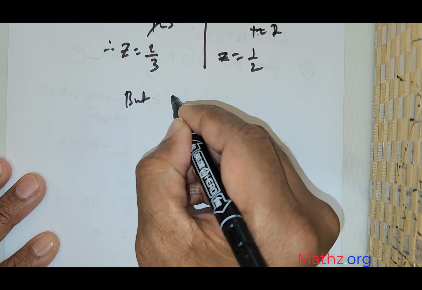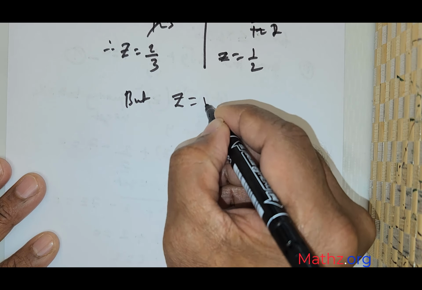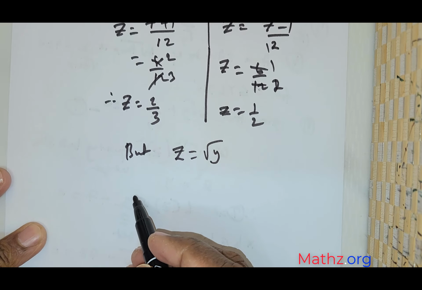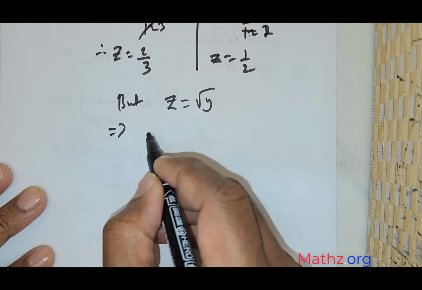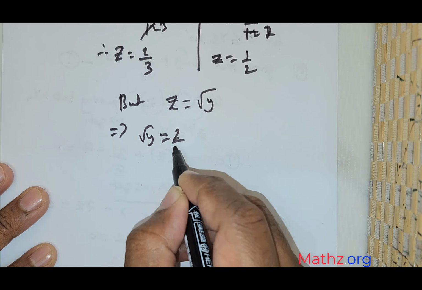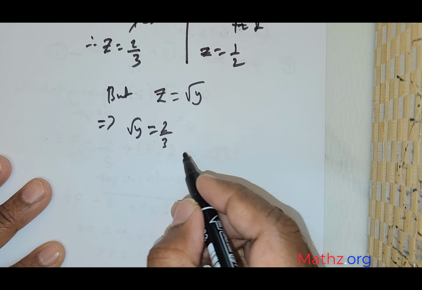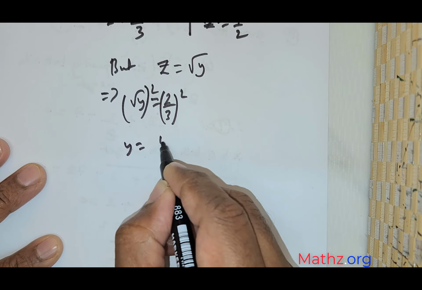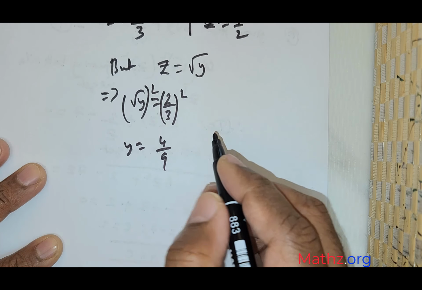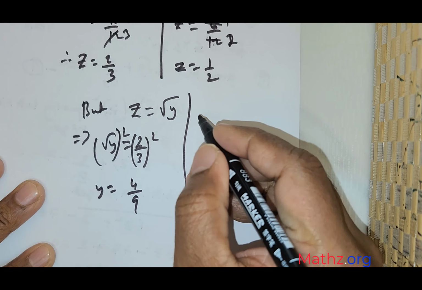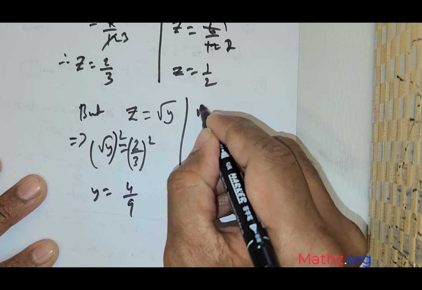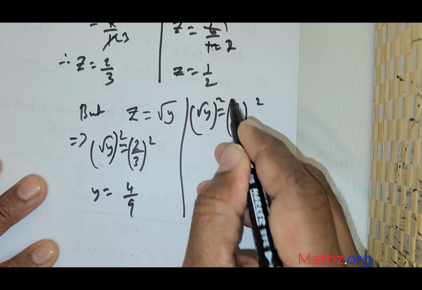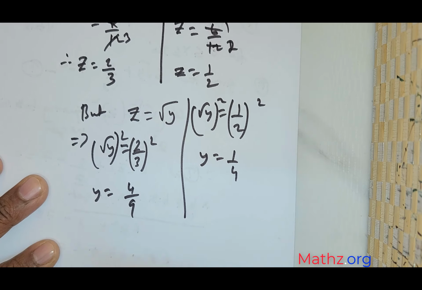But what did I do? I took z to be equal to root of y. So substitute that there. So this means root of y is equal to 2 over 3, and I square both sides. I would get y is equal to 4 over 9. So that is one part. And the next part is root of y is equal to 1 over 2. I square both sides. I get y is equal to 1 over 4.